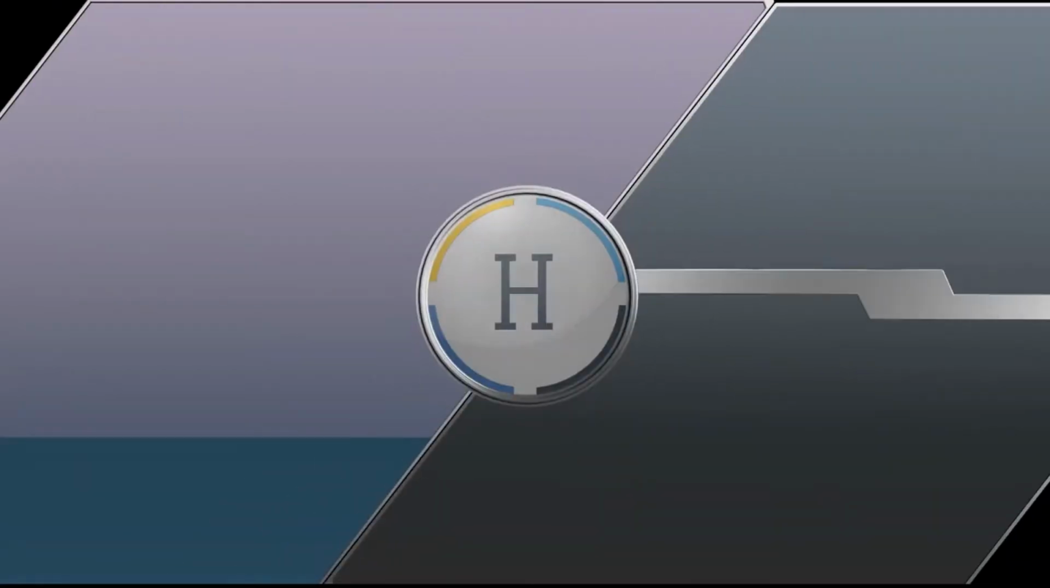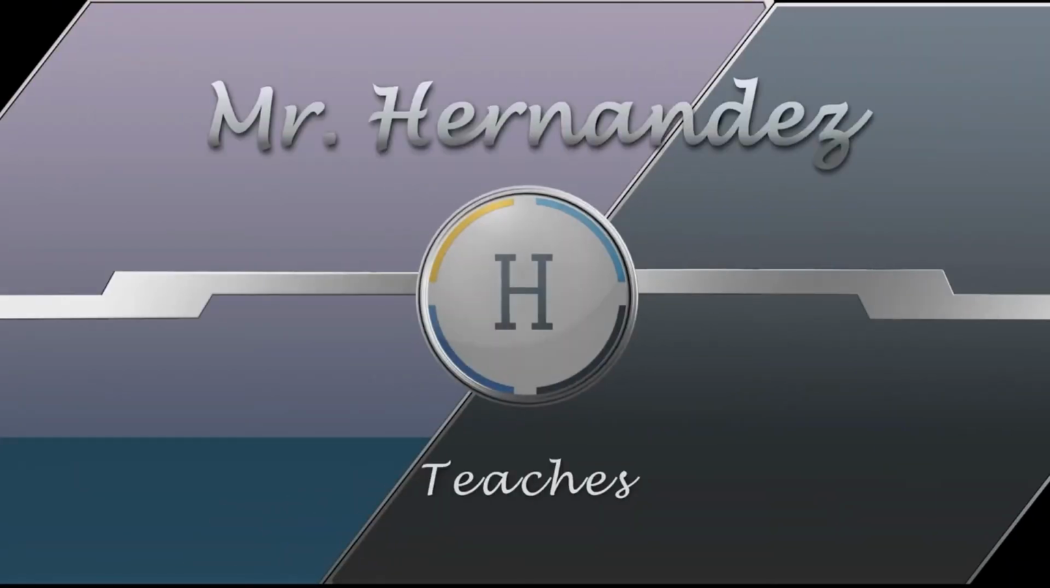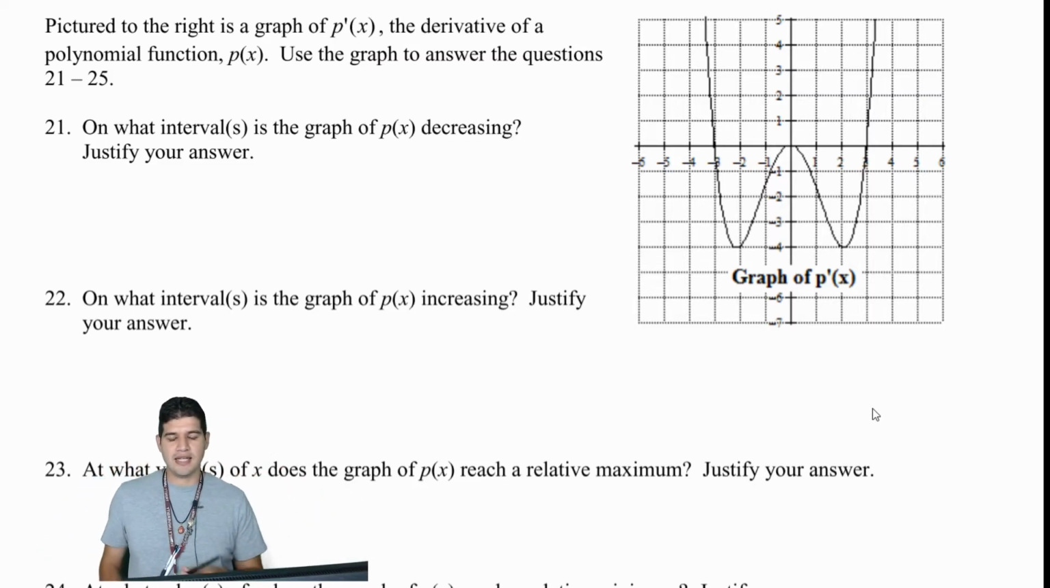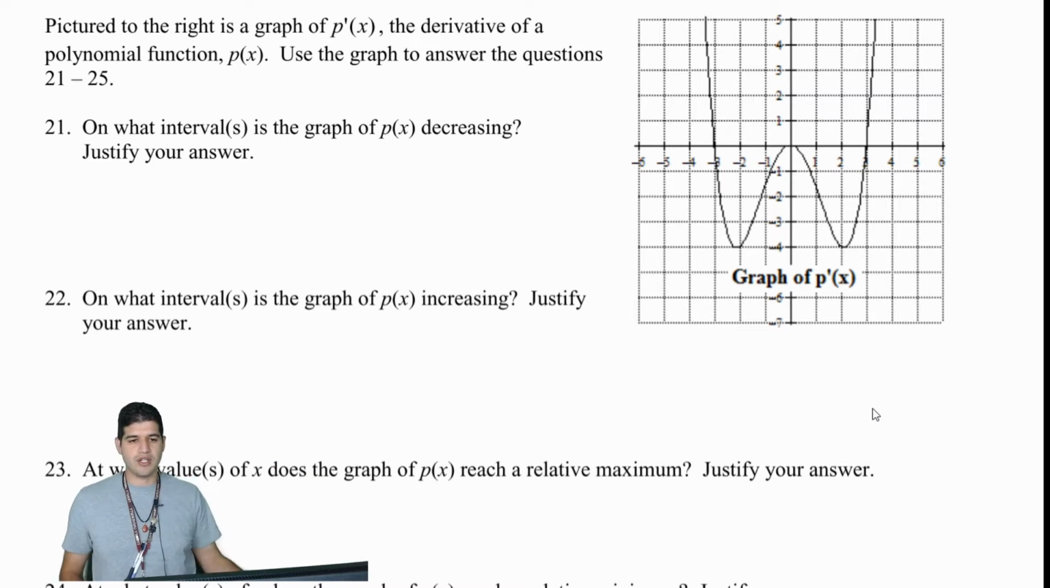In this video we have one more example. We're going to be looking at the connection between the derivative and the original function, in this case when we're given the derivative in graph form. So let's get started. Here you can see that we're given the graph of p prime of x, and we have several questions that we're going to want to go through.